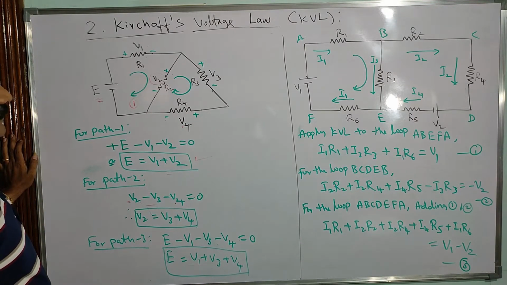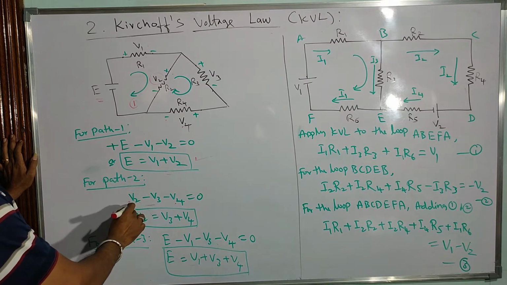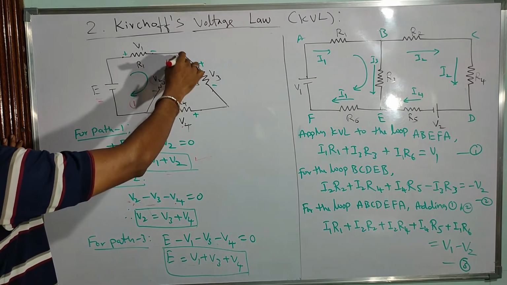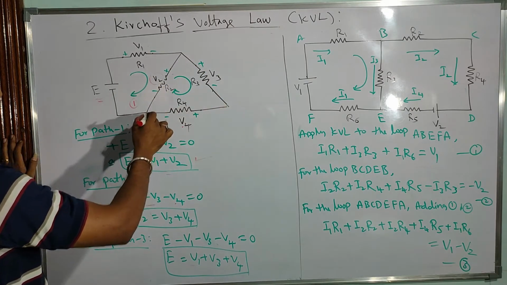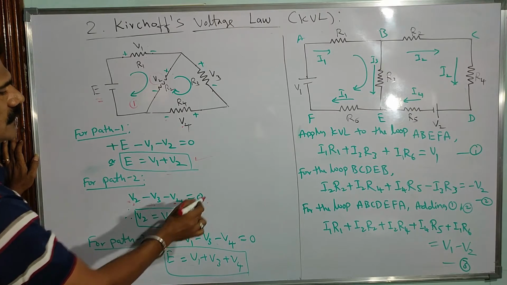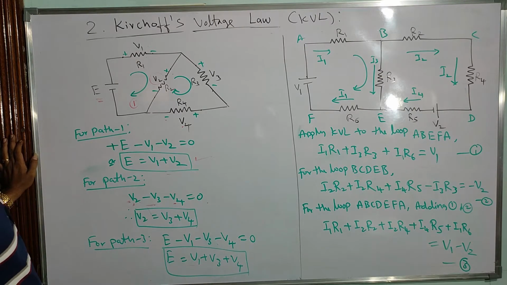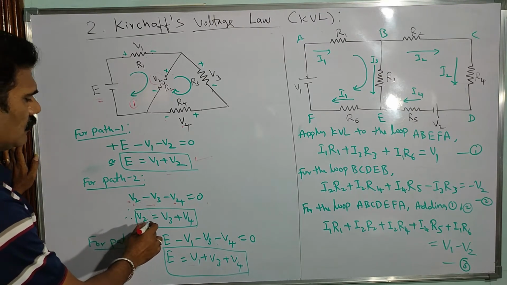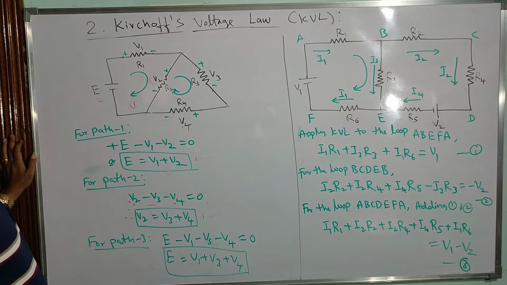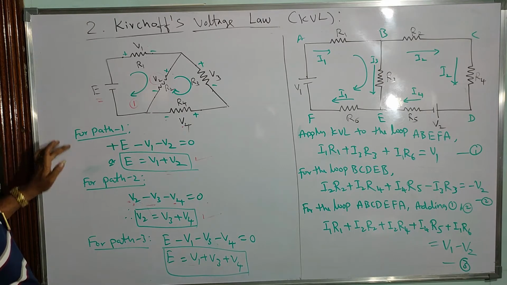Clear? So V2 is positive because the voltage rises here, and here it falls, and here also it falls. That is why V2 minus V3 minus V4 is equal to 0. Simplify this equation: V2 is equal to V3 plus V4. So this is the second equation you get, from path 1 and path 2.